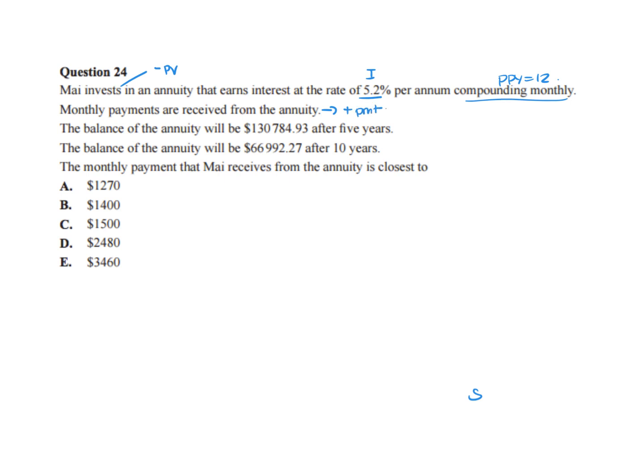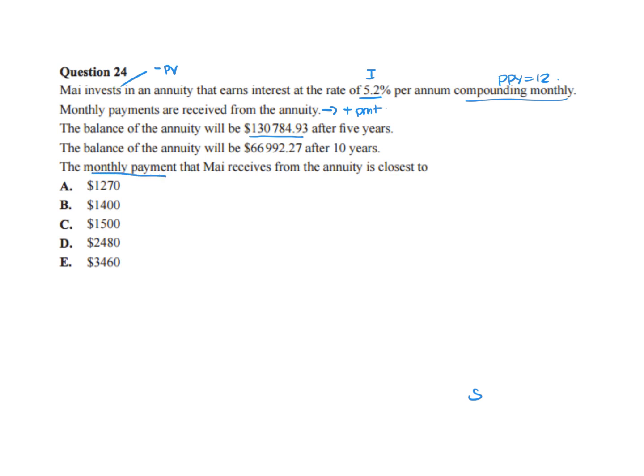Okay, so the balance of the annuity after 5 years was that. So they've given me a total. And then they said the balance of the annuity after 10 years is that. So then it's asking for the monthly payment, is the question.